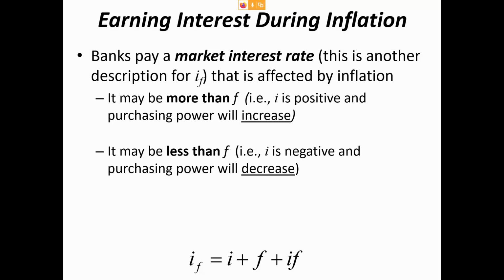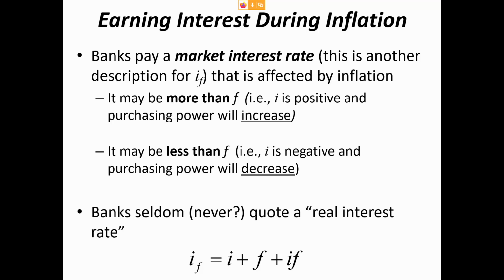So that was the case where if you had a real interest rate that's positive, your purchasing power goes up. But banks seldom quote a real interest rate because they don't want to draw attention to the fact that the rates they pay may be effectively making your money less valuable. The other practical reason is that inflation is always changing. They know what they're paying you, but they may not want to be in the position of having to constantly change their estimate of inflation, and so they just quote I sub F.